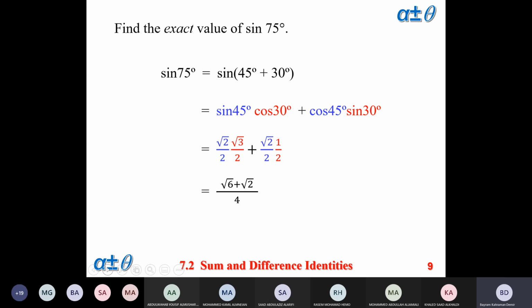Yes, for practice, you know how to calculate sine of 75. Of course, sine of 45 plus 30, which is sine 45 cosine 30 plus cosine 45 sine 30. And we know already these values. We are supposed to know that, right? So the answer is root 6 plus root 2 divided by 4. Again, it is not to memorize, okay? Again, Shabab, do not memorize. Just understand how you calculate sine of 75.